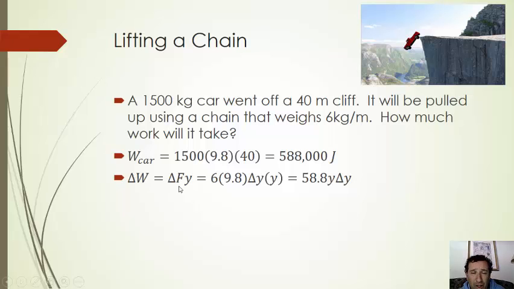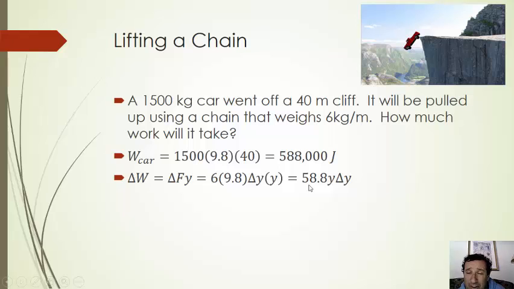And the little bit of force, well, F equals MA. M is 6. And A is 9.8. So we get 6 times 9.8 times delta y. Now it's 6 kilograms per meter, but we're going to have delta y meters. So 6 kilograms per meter times delta y meters is 6 delta y kilograms, times 9.8 to make them newtons, and then times y to make them joules.